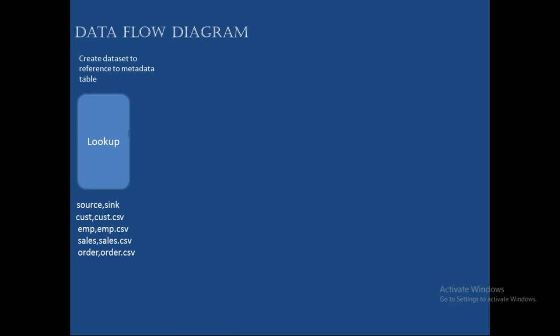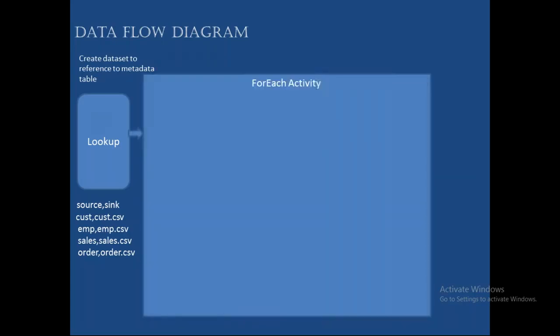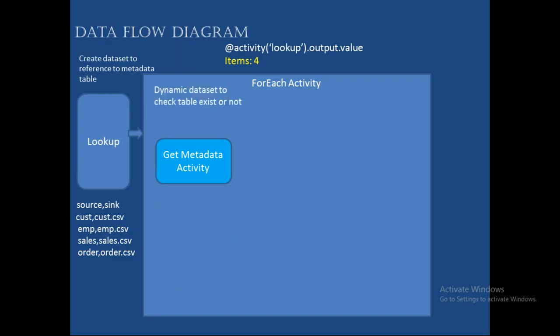This lookup output I will pass to the for each activity. How will you pass the lookup output to the for each? With @activity('lookup').output.value. How many items will go to the for each now? Four items will go into the for each. Inside for each, I will use the get metadata activity to check whether my source table exists or not. If it exists, the exist parameter will get true. If it is not available, the exist parameter will have a false value.